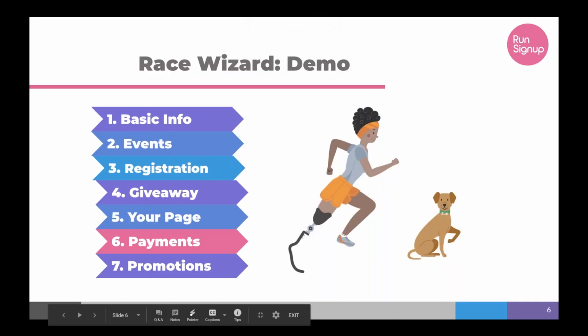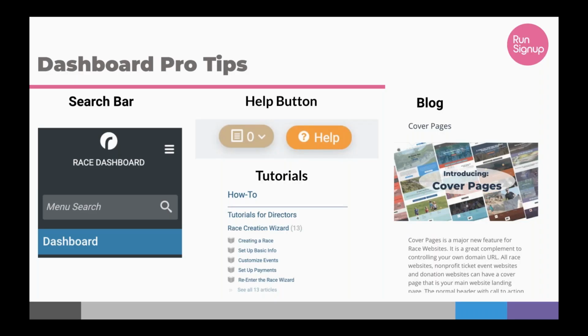So now that we've gone through the race wizard, we're going to move on to the dashboard pro tips. I'm just kind of reiterating what we went over. This search bar is your best friend. Use it. Don't try to memorize where everything is. It's going to drive you crazy. Just use the search bar, type in what you're looking for.